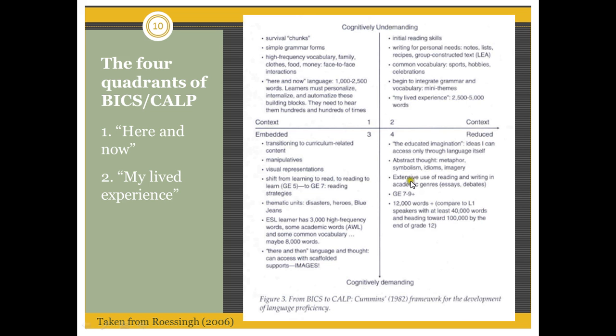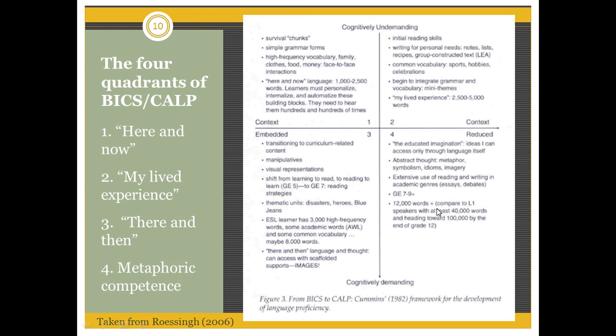And then when we move down here to the CALP quadrant, there is there and then language, which is talking about things that are not in the immediate context. So here we start to transition to curriculum content, but there may still be a context. That would be shown in visuals, realia, manipulatives. This could also show in thematic units. Generally in this, the learner has more words, but they still tend to be high frequency. They're acquiring some academic words, but their academic language acquisition is not complete yet.